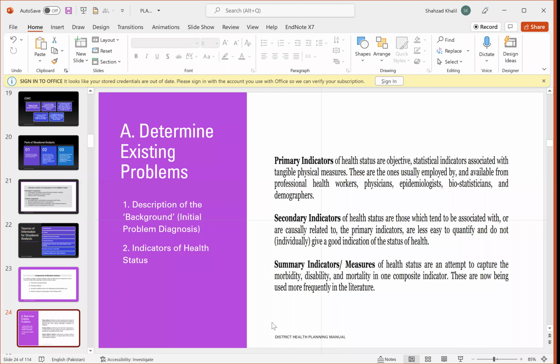The primary indicators of the health status are objective statistical indicators associated with tangible physical measures. These are the ones usually employed and available from professional health workers, physicians, epidemiologists, biostatisticians, and demographers. The secondary indicators of the health status are those which tend to be associated with or are causally related to the primary indicators, are less easy to quantify and do not give a good indication of the status of the health. And the summary indicators and measures of the health status are an attempt to capture the morbidity, disability, and mortality in one composite indicator. These are now being used more frequently in the literature.